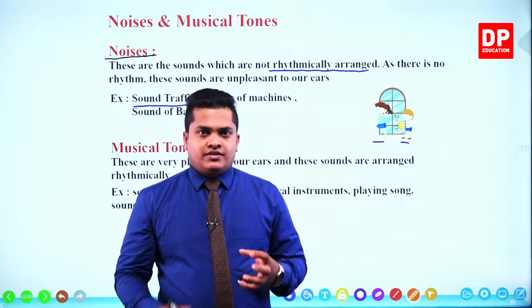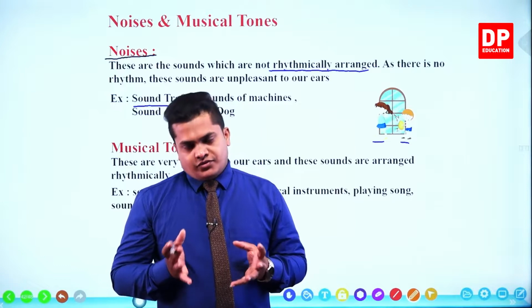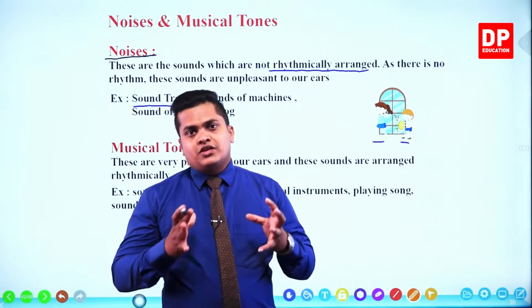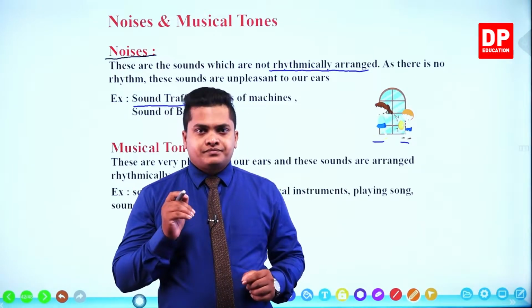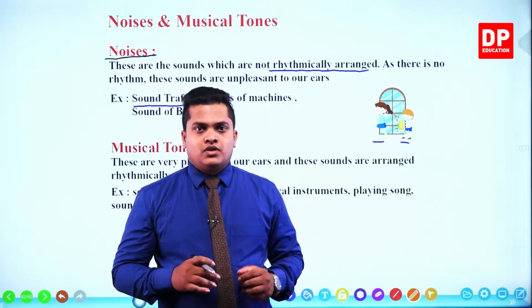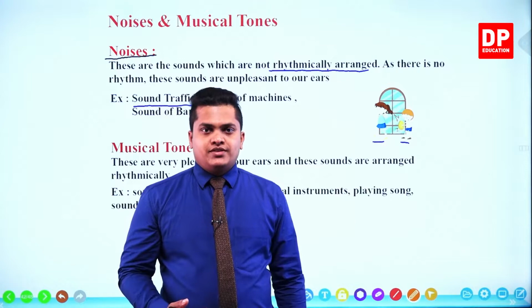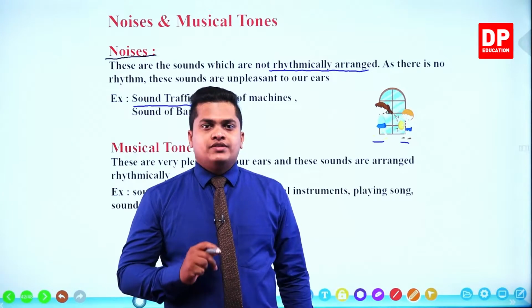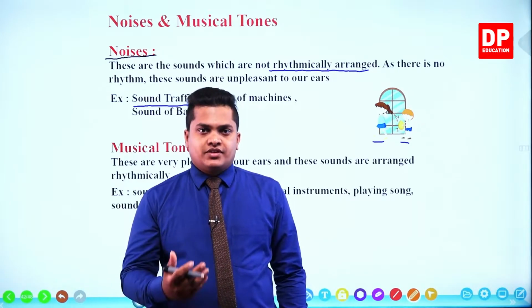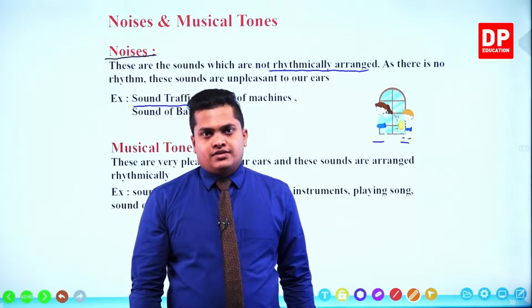Traffic noises are usually emitted from what? The vehicles. So vehicles are emitting traffic noises by their machines, by the horns and all other parts which are inside the vehicles.